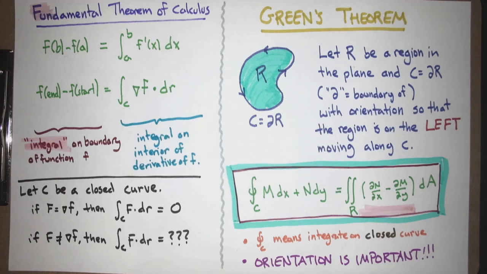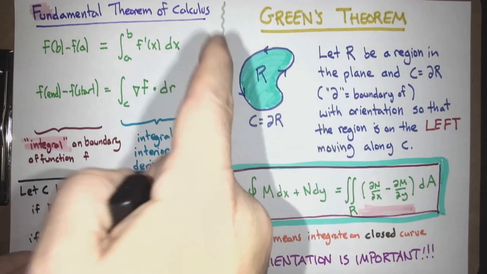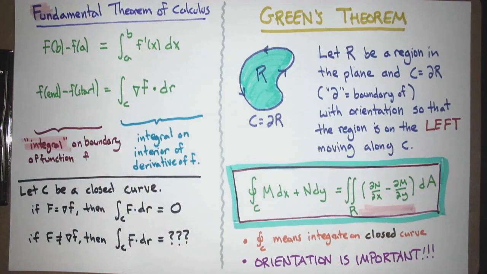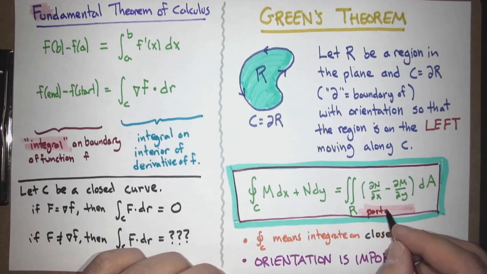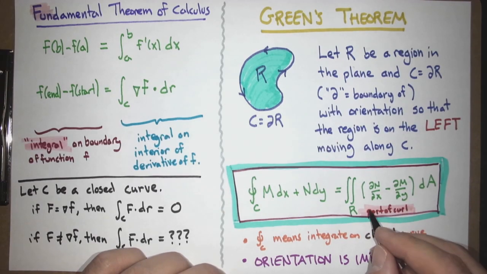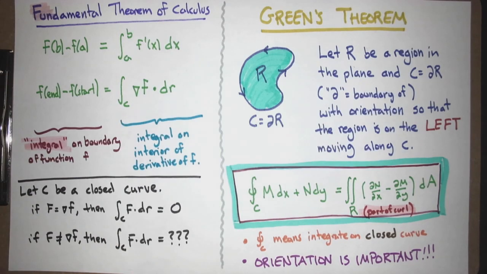So it's the part of the curl that would be perpendicular to the plane. Coincidence? No. In fact, this is a special case of a bigger theorem that we're going to get to after Thanksgiving. So I guess we should make a note here so we remember this. This is part of the curl. All right, so that's the theorem.